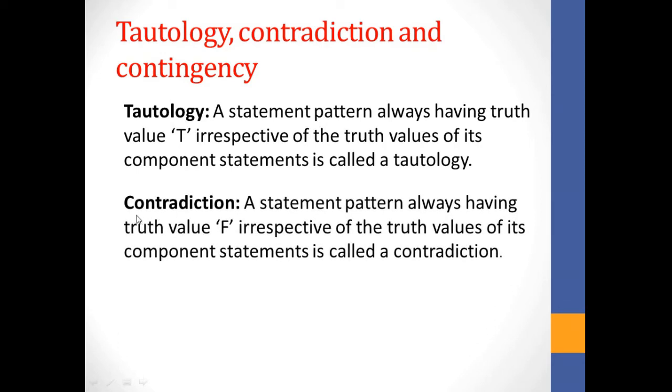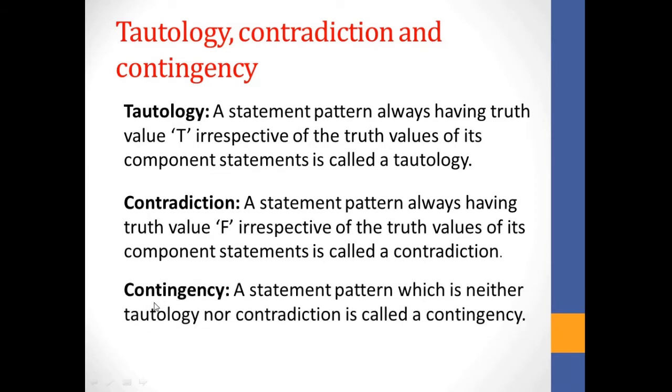Okay, now next one is contradiction. A statement pattern always having truth value F irrespective of the truth values of its component statements is called a contradiction. Means what? In the statement pattern, by making the truth table of it, if you get all entries F, mean in the last column if you get all values F, then that statement pattern is called as contradiction.